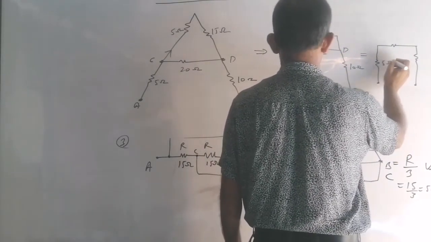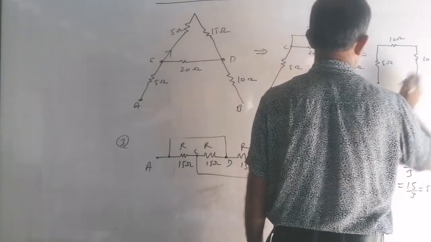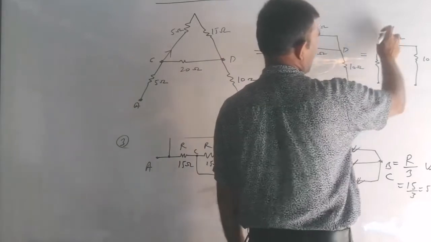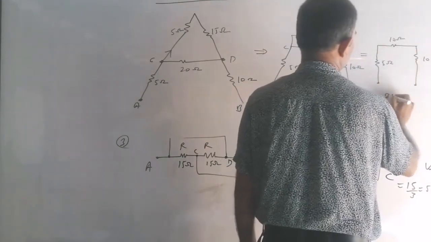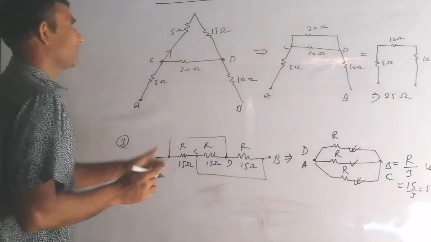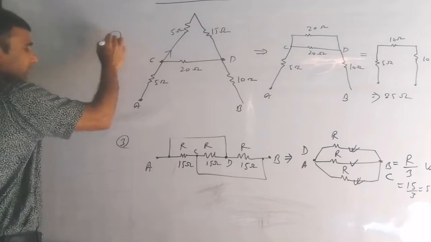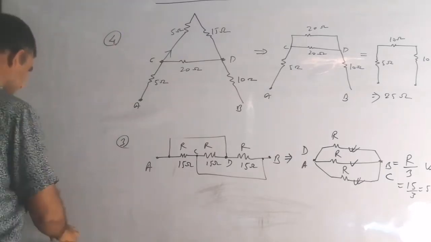Tell me. I don't think so. This is the 10 ohm resistance, this is the 10 ohm resistance. Now tell me, all 3 are in series. So 10 plus 10, 20 plus 5, that's the 25 ohm, is your answer. Equivalent resistance between A and B is 25 ohm. So that was also an interesting and easy question.